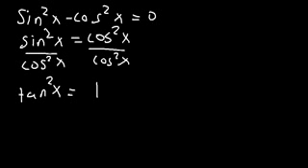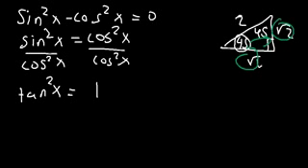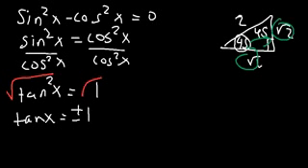So when does tangent equal 1? Tangent is 1 when y and x are the same, which occurs for the 45-45-90 triangle. So tangent of 45 is opposite over adjacent. Root 2 over 2 over root 2 over 2 is 1. So the reference angle is 45. Once you find a reference angle, you could solve it. If we take the square root of both sides, tan x is equal to plus or minus 1.